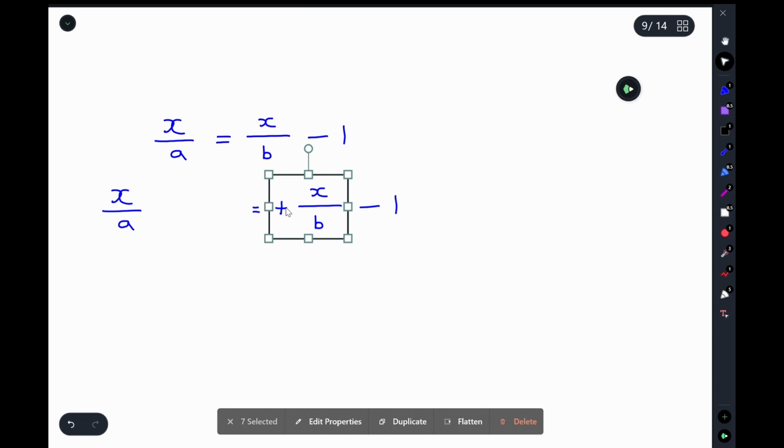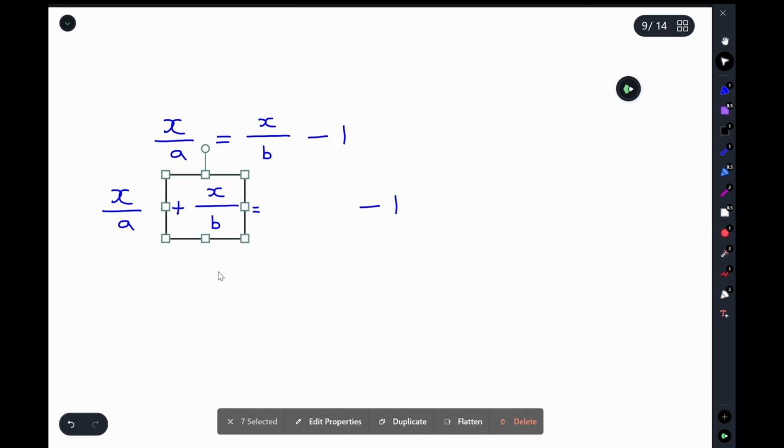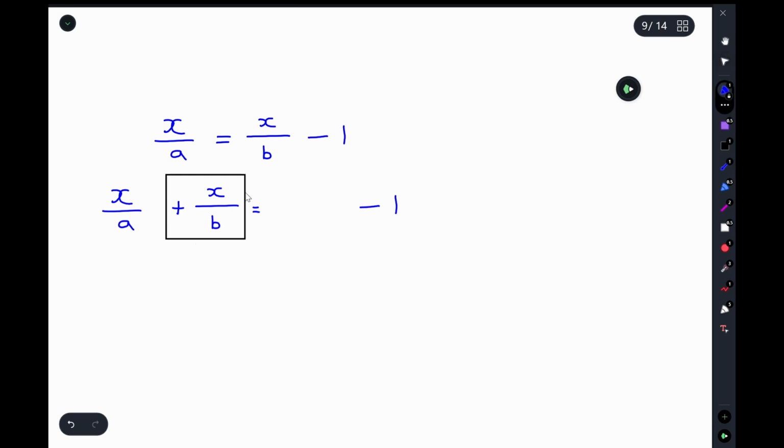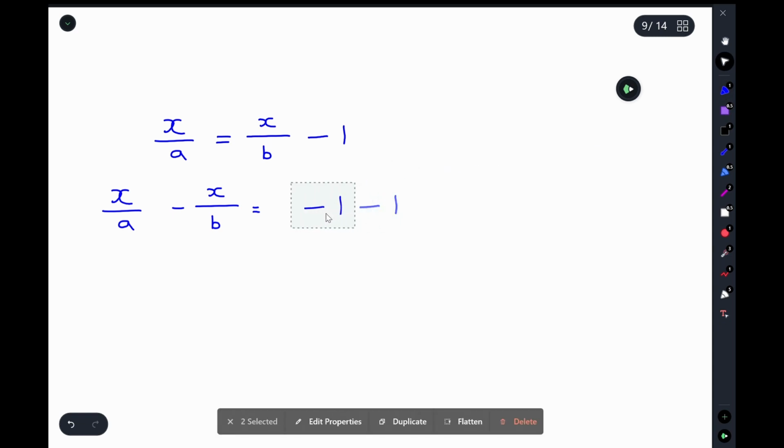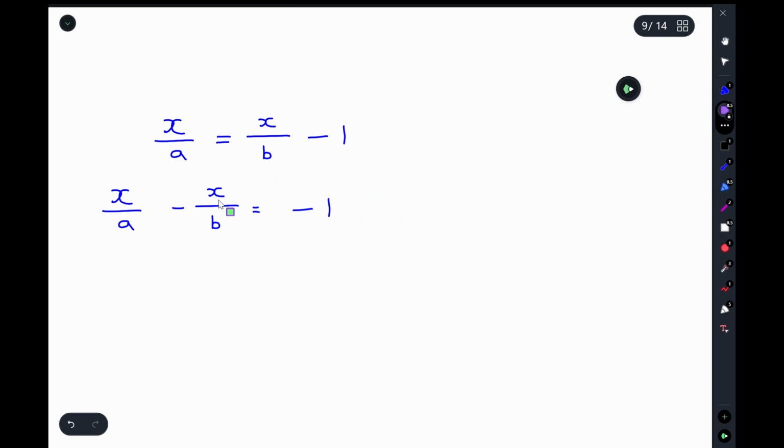It is a positive term, the positive sign is understood, but when we move it to the left-hand side, the positive sign becomes negative. And we now have x divided by a minus x divided by b on the left-hand side. And the negative 1 remains on the right-hand side. So this is our first change. We have moved x divided by b to the left-hand side. It has become minus x divided by b. So we can track our changes as we go along.